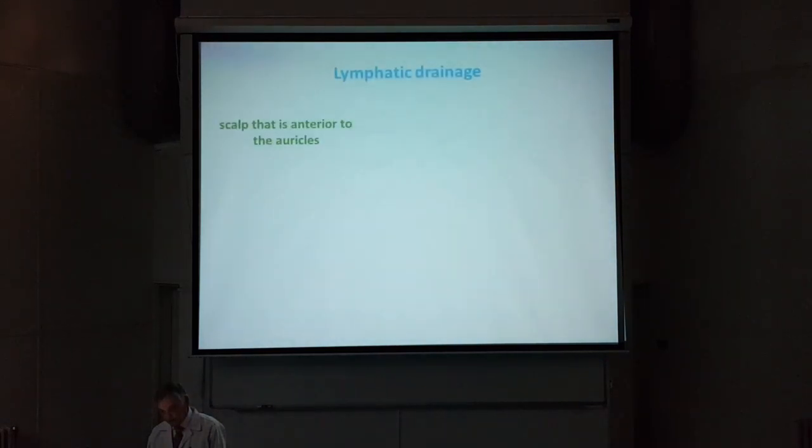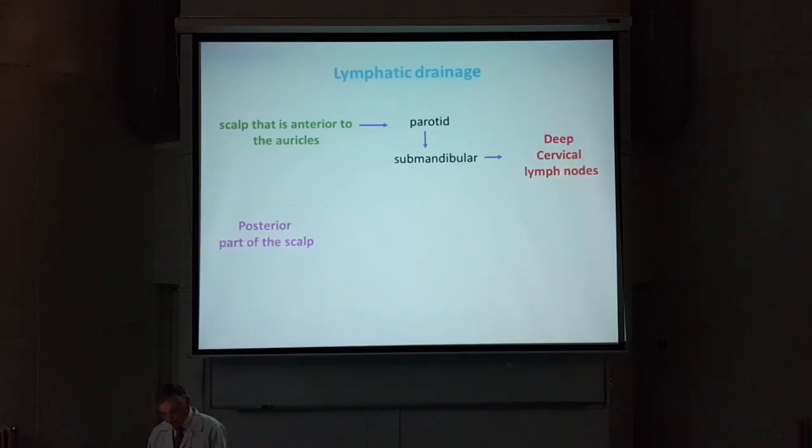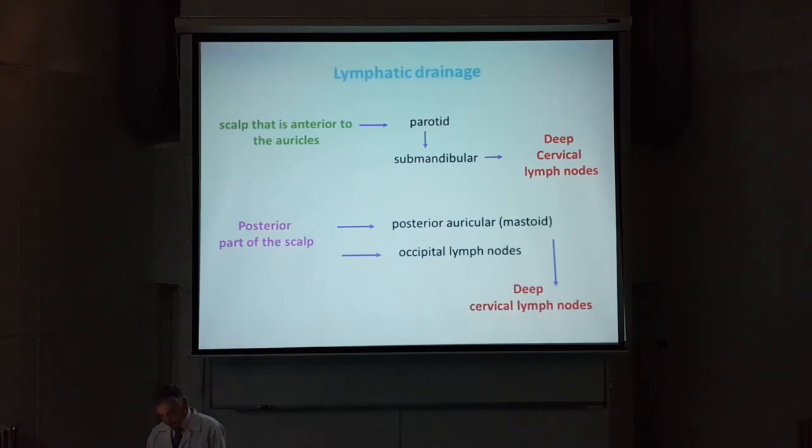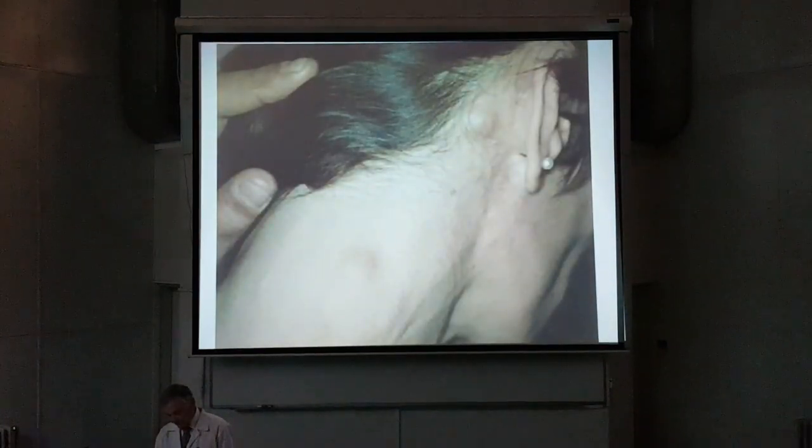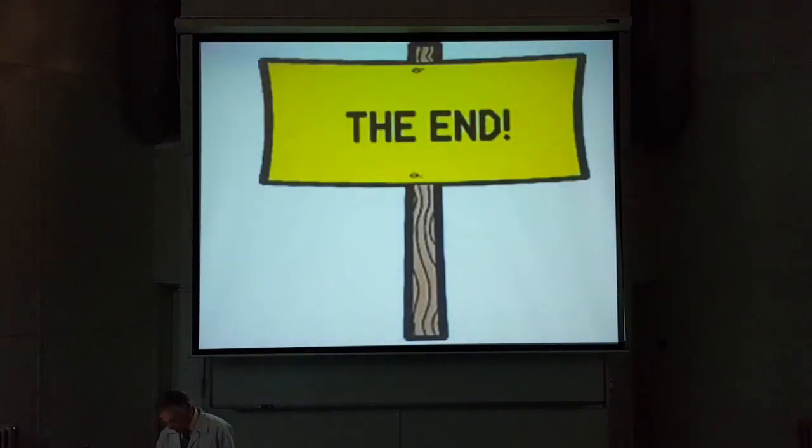And we need lymphatic drainage. If it is anterior to the auricle, it is the parotid, submandibular, deep cervical. If it is on the posterior part of the skull, it is posterior auricular, occipital lymph nodes, and deep cervical. So there's a black irregular bleeding lesion. Okay, examine lymph nodes of the face and the neck, superficial and deep. Thank you.